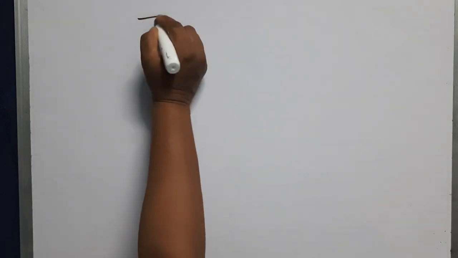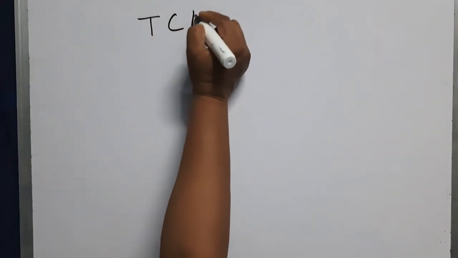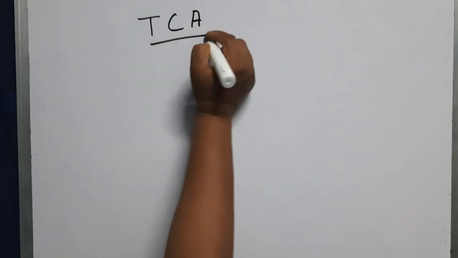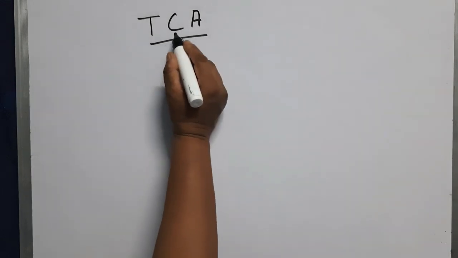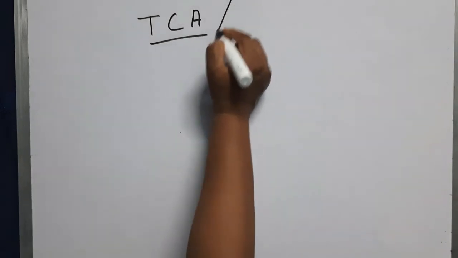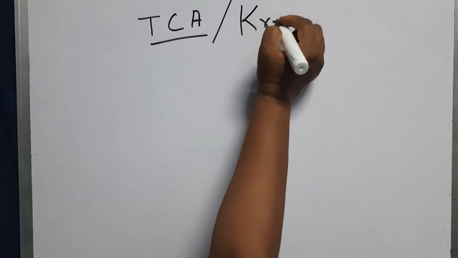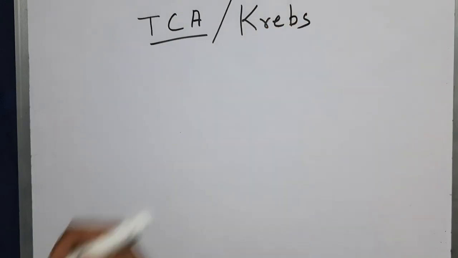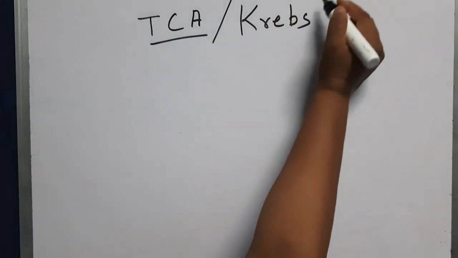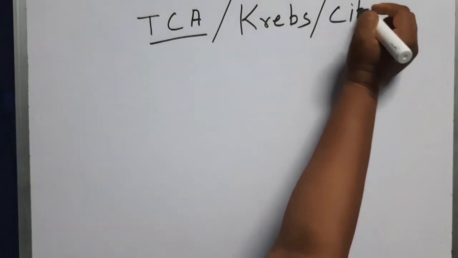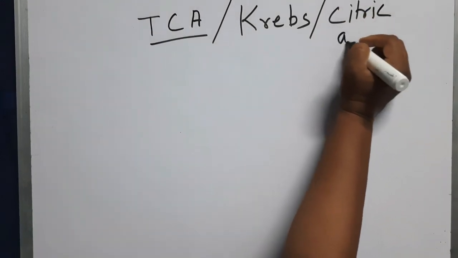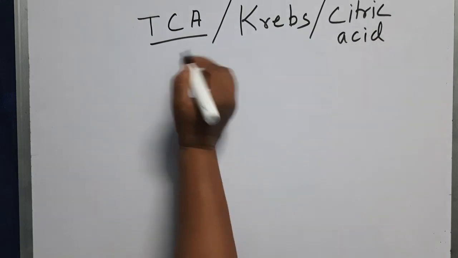It's a common reaction because all the proteins, carbohydrates and lipids will be degraded to a common product called acetyl-CoA. So let's begin the TCA cycle. TCA means tricarboxylic acid cycle. It is also called the Krebs cycle because Hans Krebs is the discoverer of this cycle. It is also called the citric acid cycle as the first stable product formed in this cycle is citric acid.